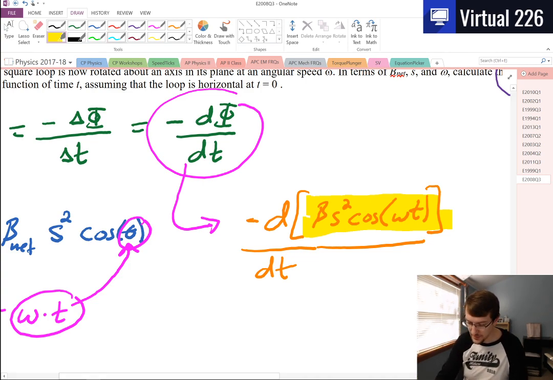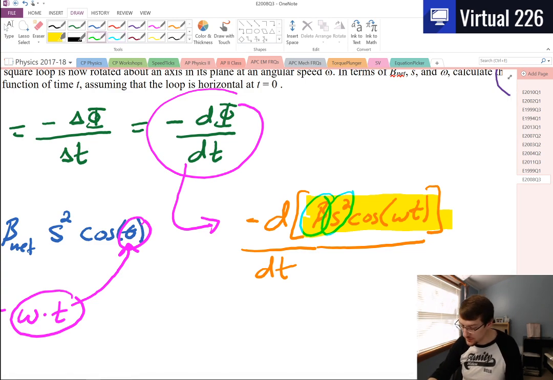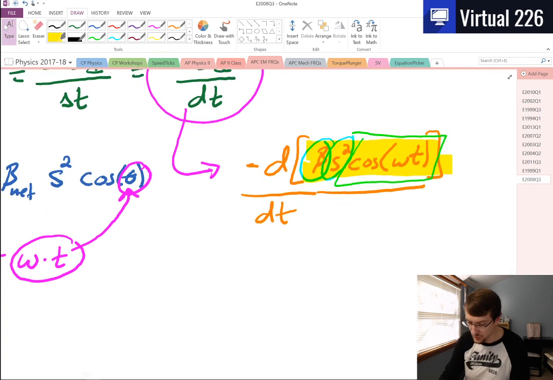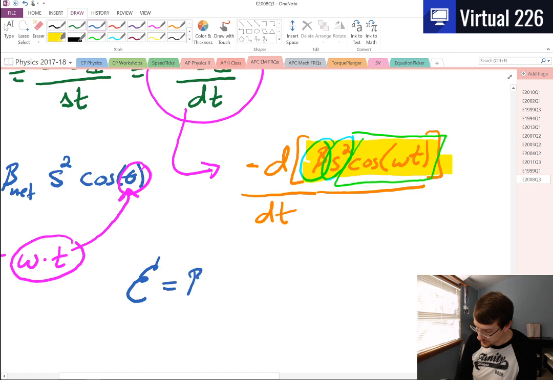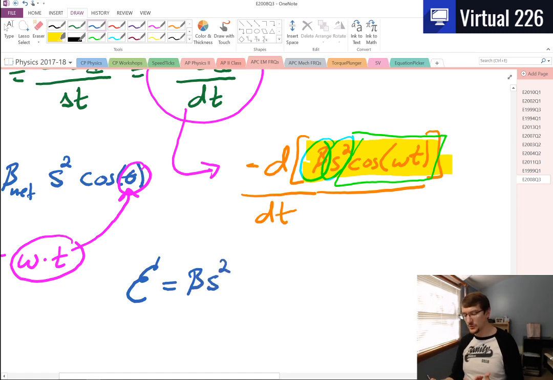we need to take the derivative of this term with respect to time. And luckily for us, the B term and the S squared term, those are constants in this case. We can pull them out. We don't need to worry about them. The only thing that we need to worry about for our derivative is this cosine omega t. So what we're going to find here is that the EMF equals B S squared, and then we need to take the derivative of cosine.